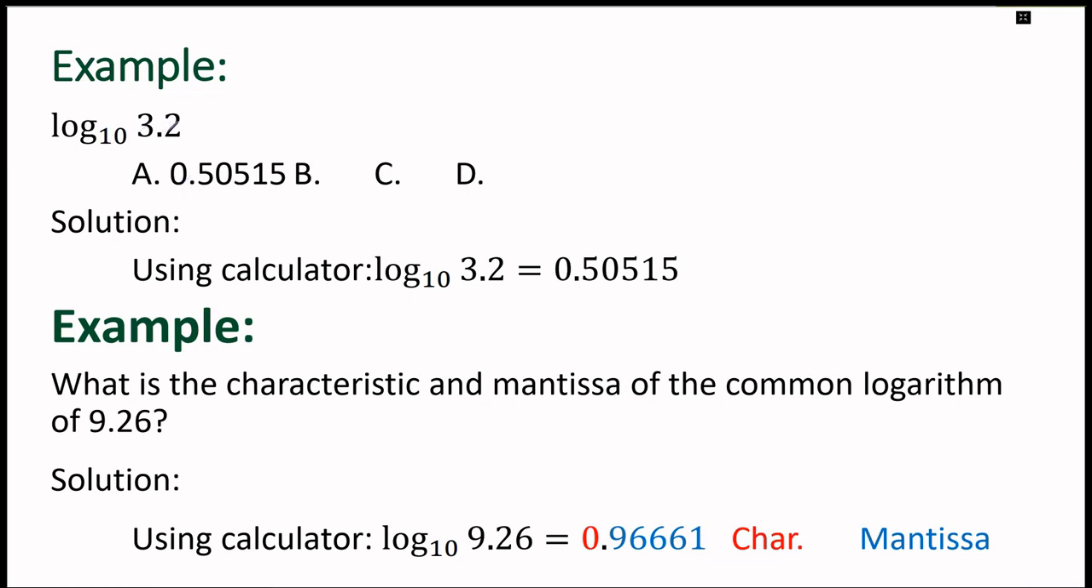The log of 3.2 to the base 10. You can calculate this using a calculator, so you study your calculator and how you can do it. Another example: what is the characteristic and mantissa of the common logarithm of 9.26? The characteristic is 0, and then the mantissa is 0.9661.